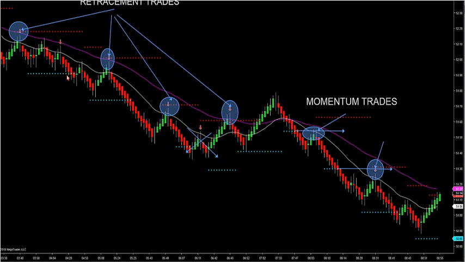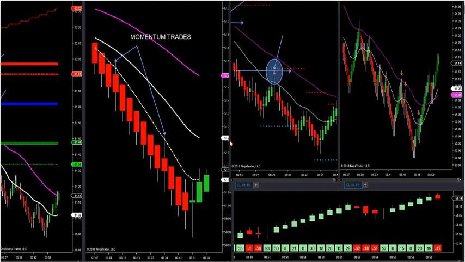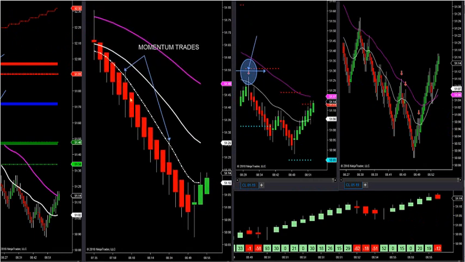Now, what about the other color dots? What can I do with those? I can use those for break retest trades, for momentum trades. What if I never get an opposite color candle on the trend filter? What if it's red all the way down? Red, red, red, red, red.